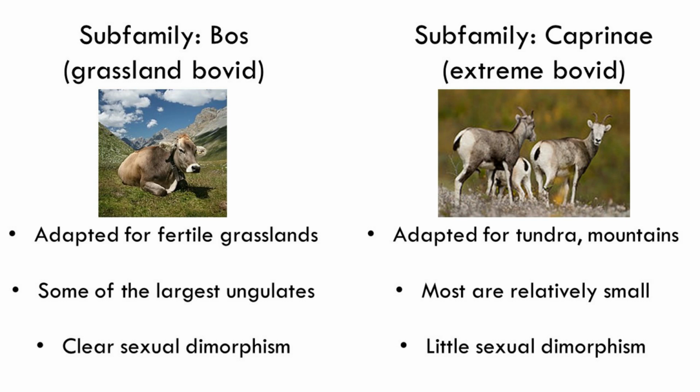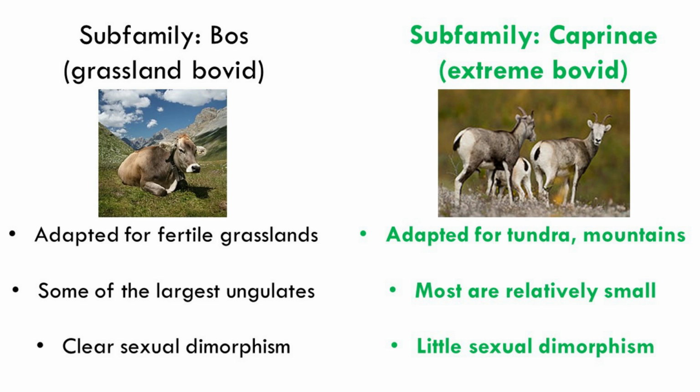In addition, they don't display overt sexual dimorphism. They are pretty similar between males and females. For instance, if we look at goats, both of them have horns. And so that lack of sexual dimorphism is something that we see in Capernae but don't see in Bos.